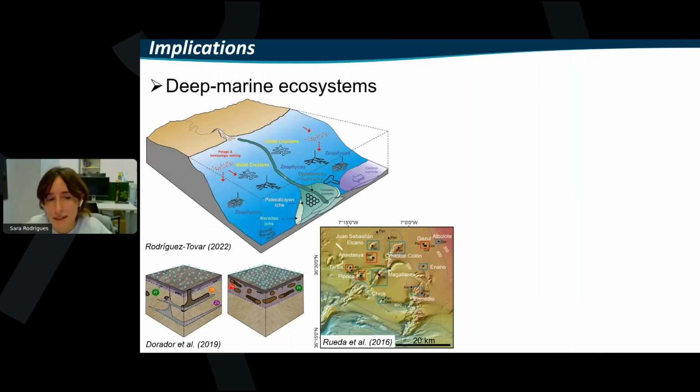Now, bottom currents are not just something that erodes and reworks sediment. They also have a lot of properties that are good for deep marine ecosystems. For example, contourite currents could bring nutrients, they could bring oxygen, which would be very good for the organisms and the macrofauna that exists in the deep oceans.